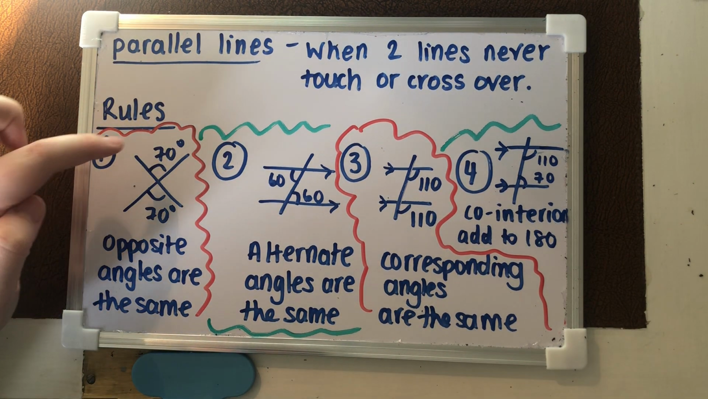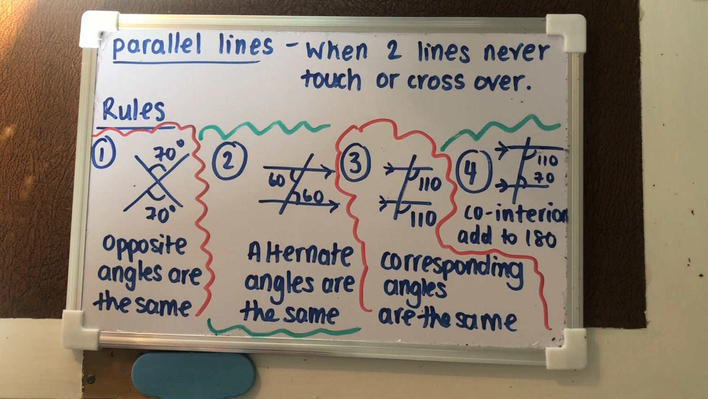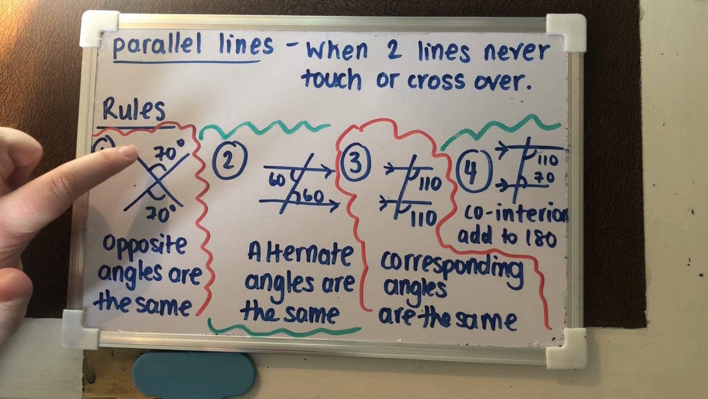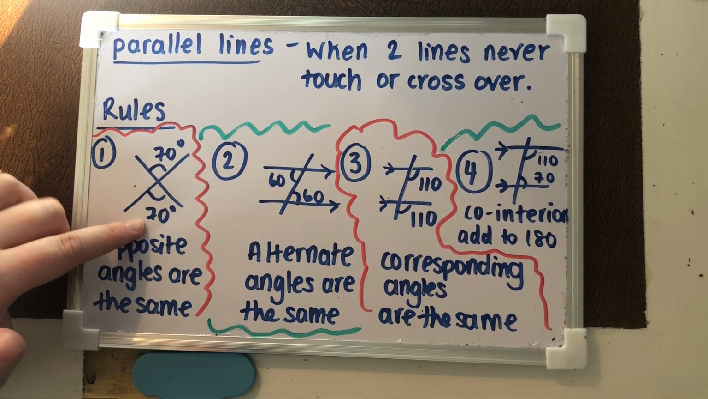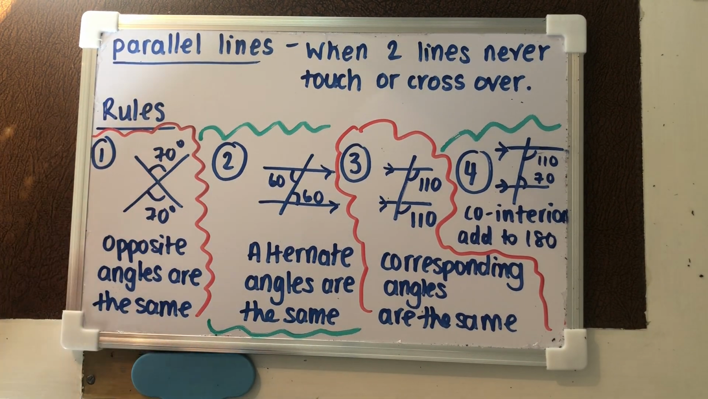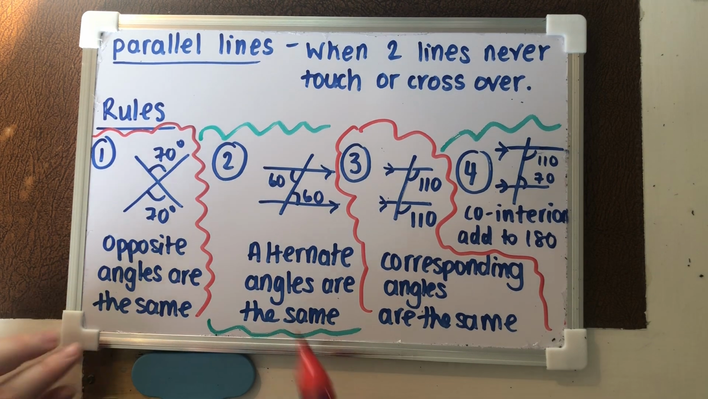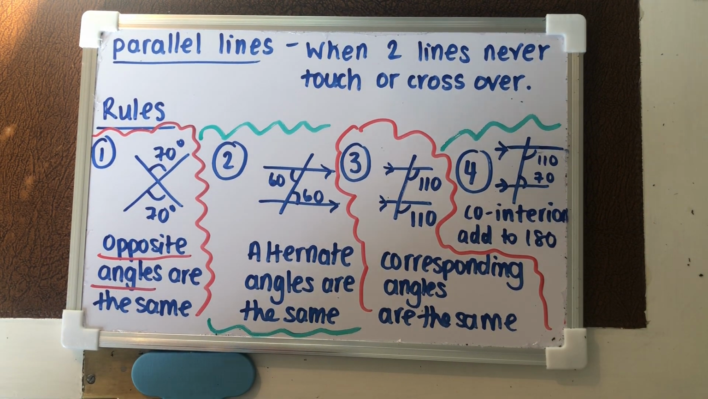So opposite angles. Imagine that two lines are crossed over. These two lines won't be parallel because they would have crossed over. The angles opposite would be the same. So let's say, for example, this one is 70, then this one would also be 70. If this one was 110, the one opposite would also be 110. And that's called opposite angles. That's their particular name.